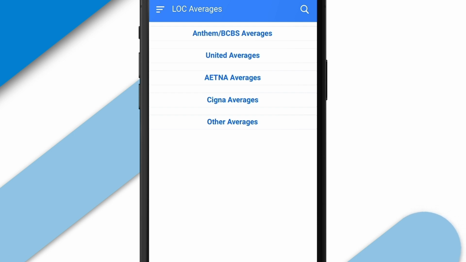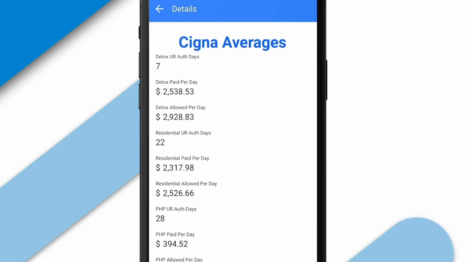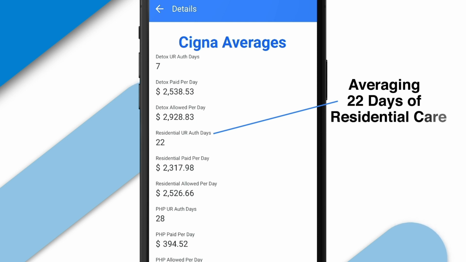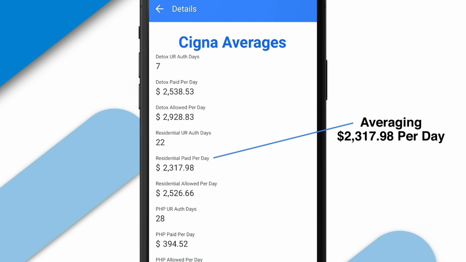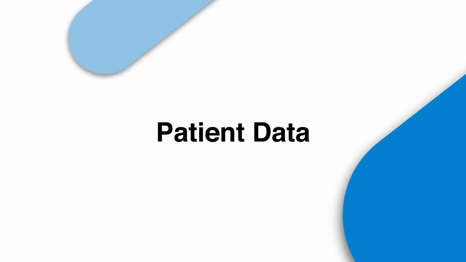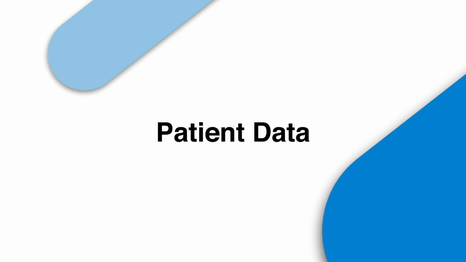For example, you can look at Cigna and see that this facility is averaging 22 days of authorization for residential care and averaging $2,317.98 per day. Patient data is the Zealie Mobile App feature that allows you to keep track of payments, not only for every patient that's currently in your census, but every patient who's ever been in your census.